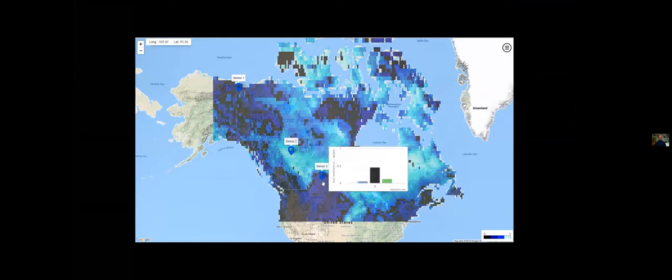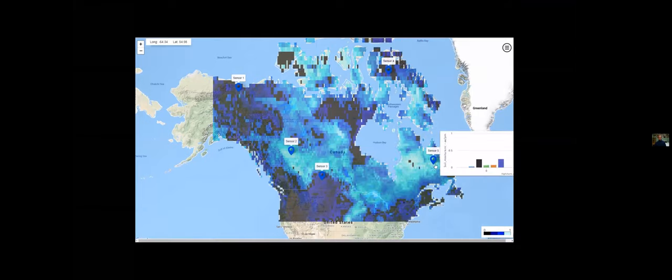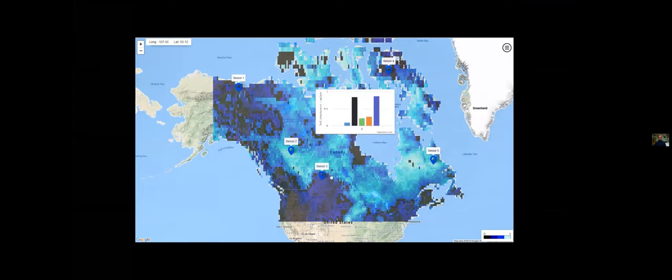The tools that we use are primarily web-based stuff. So we want things to be interactive and we want them to be accessible to as many people as possible. And we want hopefully to be able to support collaboration over these tools as well.